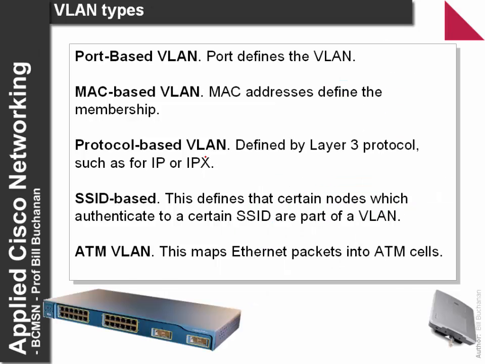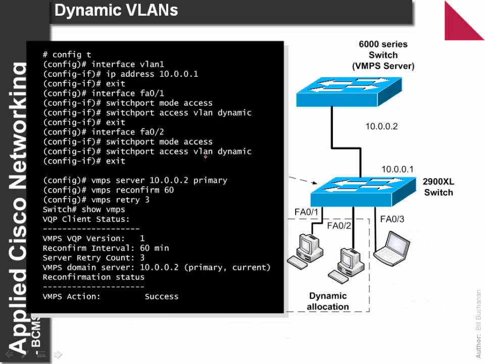In a dynamic VLAN system, we need a VMPS server, typically run on a 6000 series switch. And this device actually contains the database which maps the MAC addresses to the VLAN numbers. So in this case, we define our VLAN and we give it an address. The reason we give it an address is so that we can access it remotely to be able to configure it.